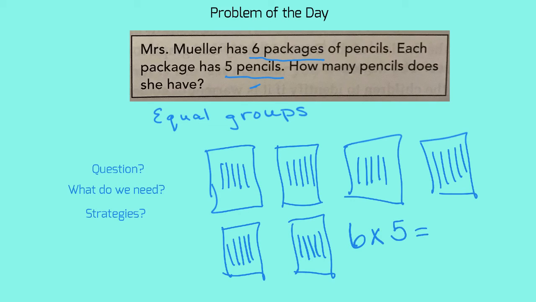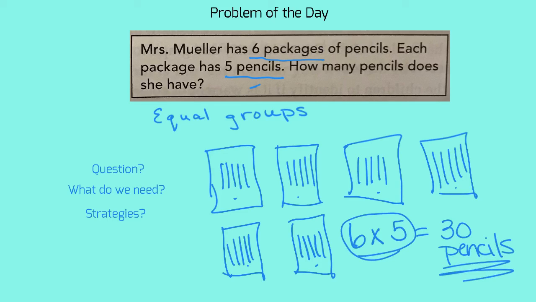5. Okay, and so we know 6 times 5 equals, get ready. Yes, 30 pencils. The other way we could have solved was by counting by 5: 5, 10, 15, 20, 25, 30. But we're learning our multiplication, so we know that 6 times 5 equals 30.